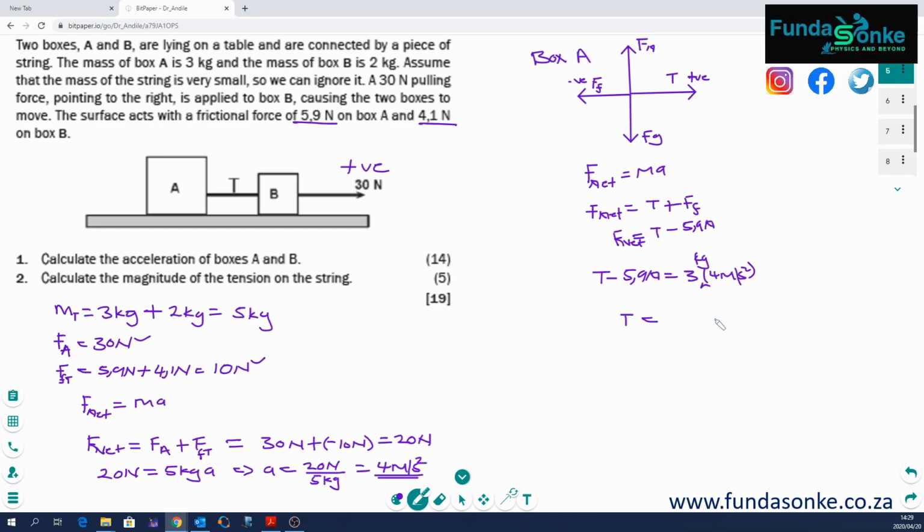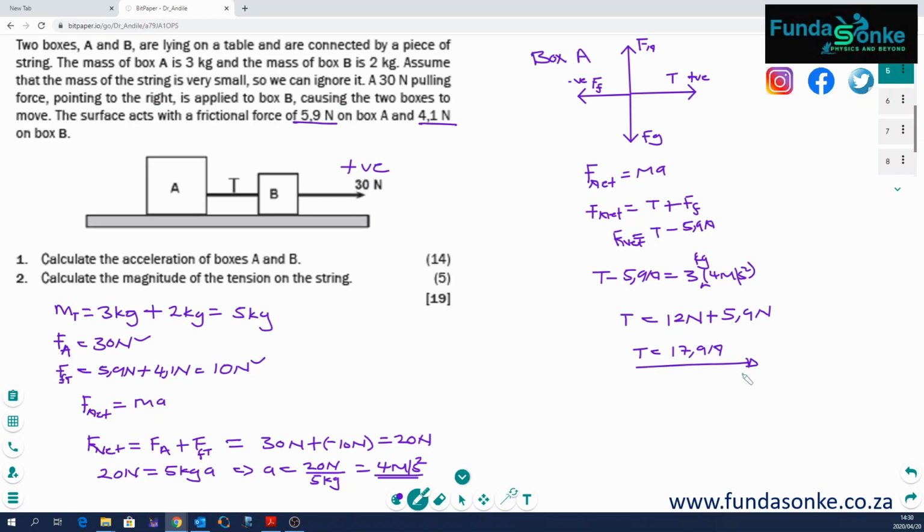such that then our tension T will be equal to 12 newtons, but then that is 3 times 4 plus 5.9 newtons. Therefore, your tension will be equal to 17.9 newtons.